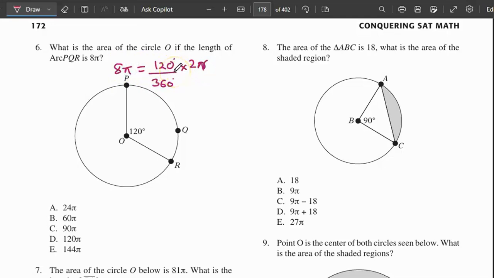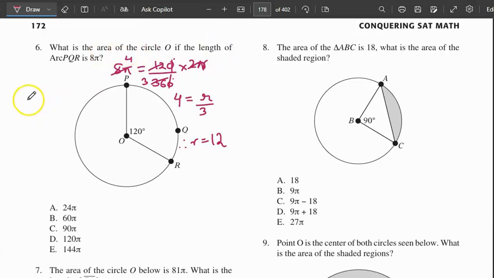Alright, so we can just cancel it. 360 can be directly divided by 120. These will be cancelled. This will go 3 times. And this 2 pi can be cancelled from here. This should come as 4. Pi and pi will be cancelled. 8 upon 2 is 4. So basically what we are getting is 4 is equal to, only r is left here, upon 3. So therefore r is equal to 4 into 3, that is 12. So radius is coming as 12.